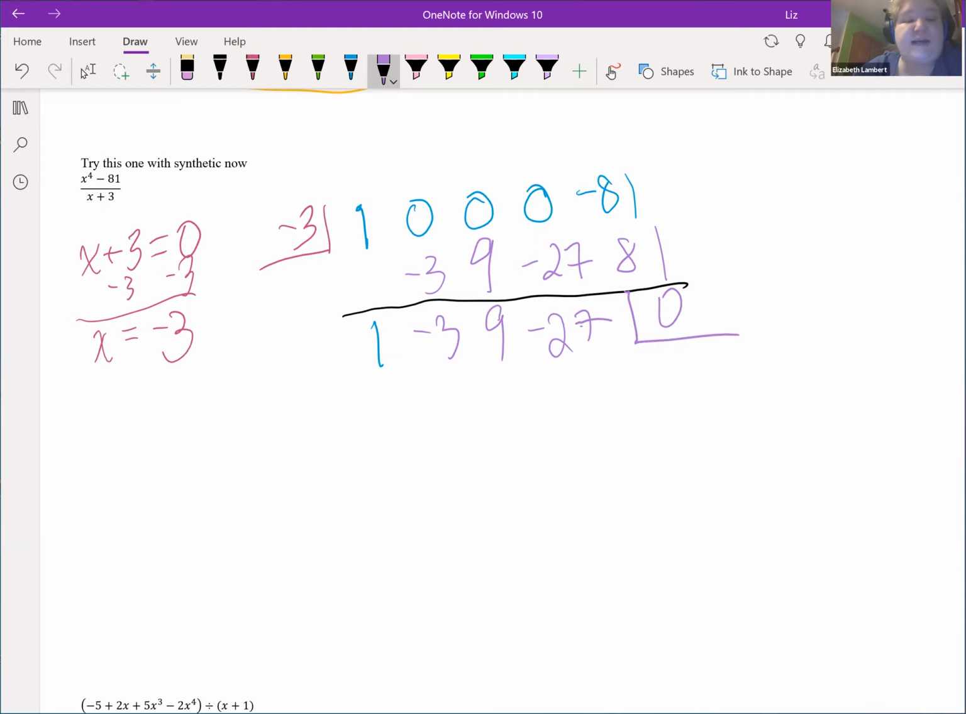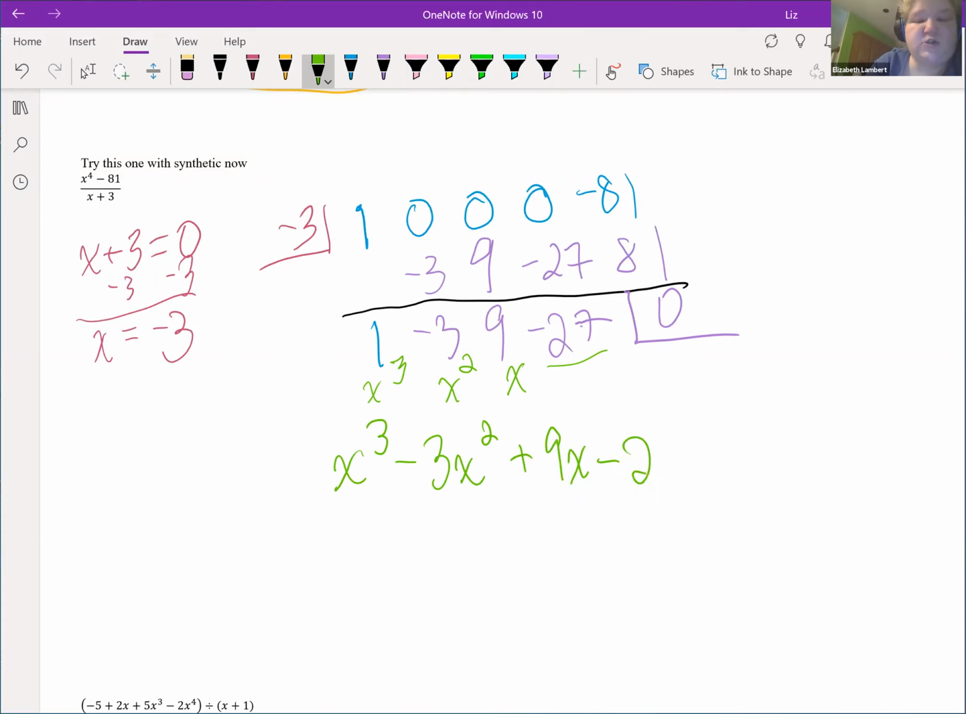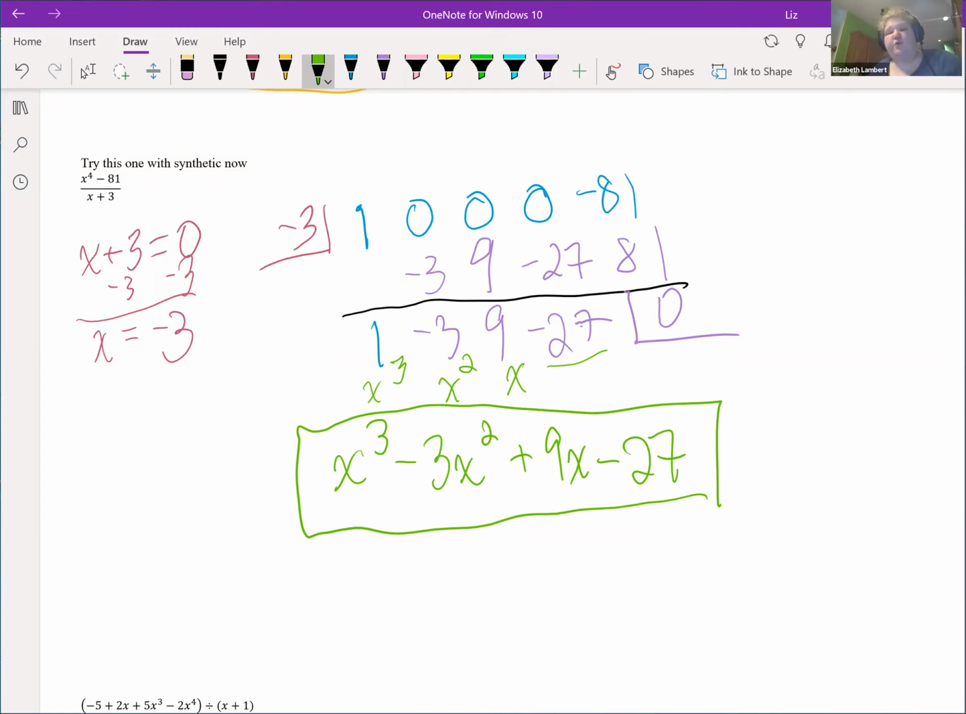So the result of dividing x to the fourth minus 81 by x plus 3 is, these are the coefficients. And remember, I start here. This is a constant. This is going to get the x. So this gets one more, and this gets one more. So I'm going to write that as x to the third minus 3x squared plus 9x's minus 27. No remainder. So that 4-term thing times x plus 3, what we were originally dividing by, would get us back to x to the fourth minus 81.